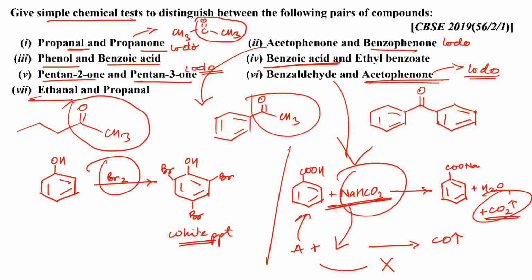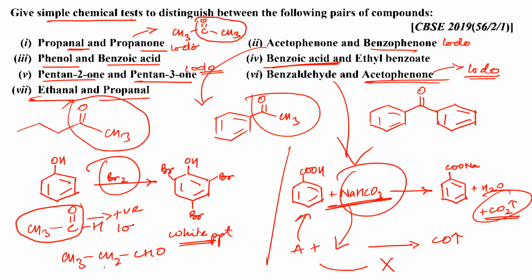Now, ethanol and propanol. How will you distinguish between ethanol and propanol? If you look at the structure of ethanol, it is CH3, C double bond O, and hydrogen. Here you have the COCH3 group, but in propanol, CH3, CH2, CHO, we don't have COCH3, we have COCH2. So ethanol will give a positive result for the iodoform test. Clear? So you can see that the iodoform test is of much use. It is used very much.